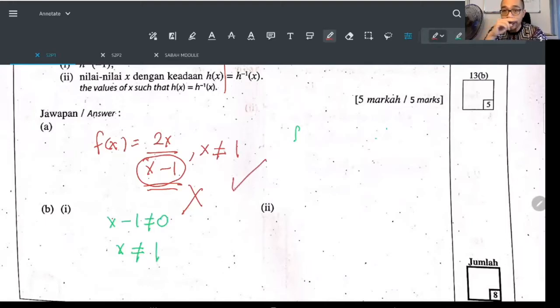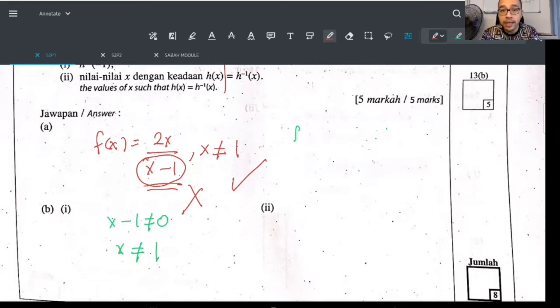I'm saying this because I recently found out that this is something that in KSSM is really emphasized. So I want to remind you about this. Don't miss out on the one mark just because you forgot to define.